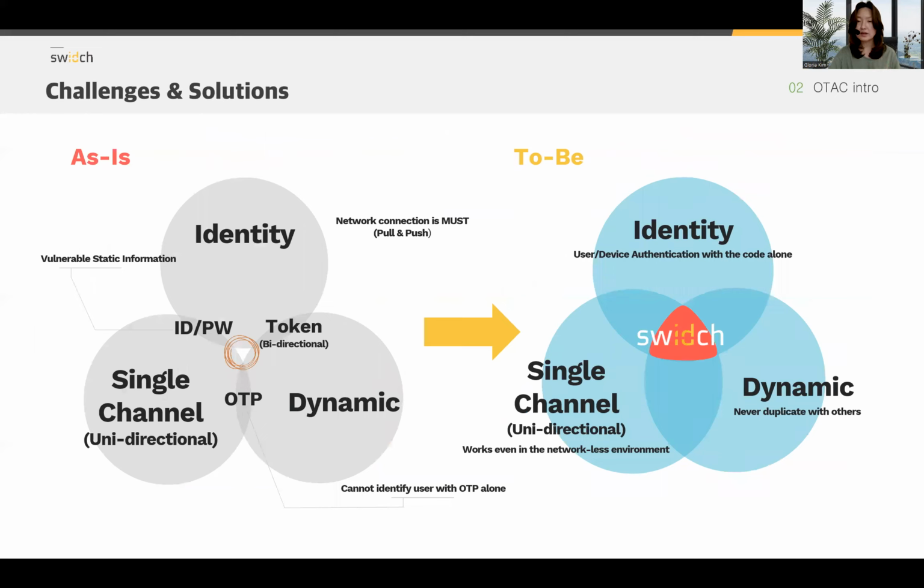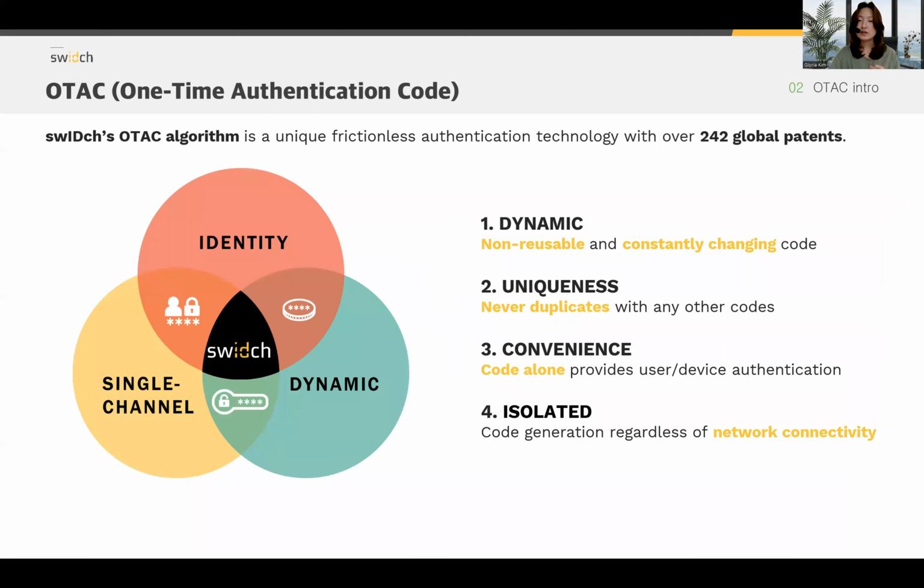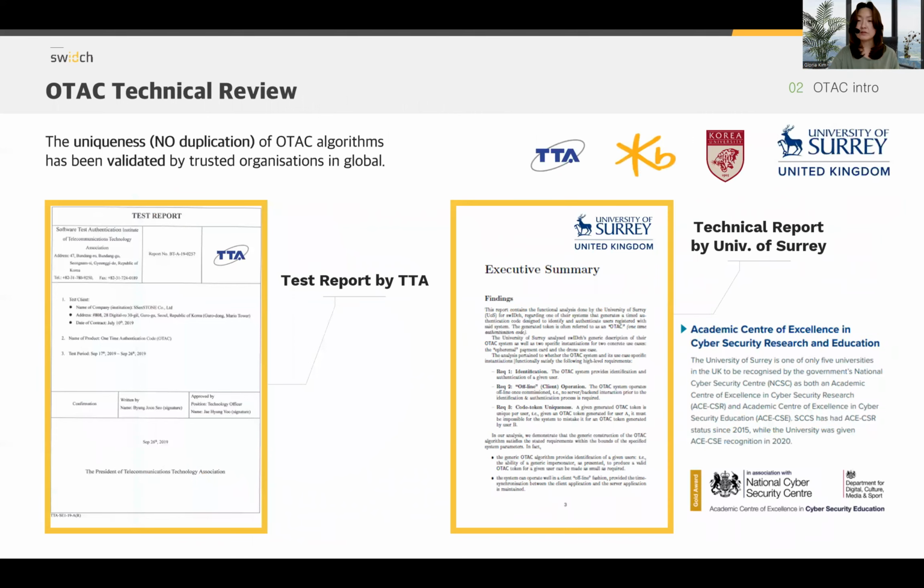Traditional authentication only executes two functions at a time, whereas swIDch OTAC can execute three functions at the same time. OTAC makes it possible for the server to authenticate with the dynamic code alone, which was generated directly from the client. In a nutshell, the swIDch OTAC algorithm is a unique frictionless authentication technology, constantly changing and never duplicated. The OTAC algorithm is validated by the UK Cybersecurity Center.